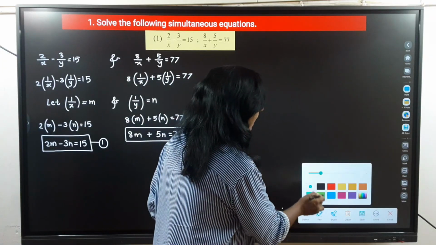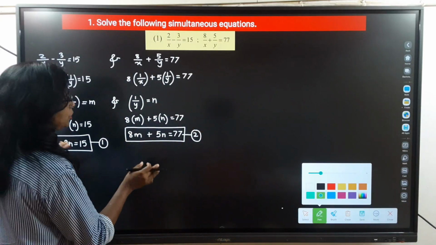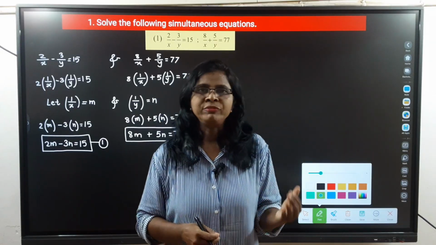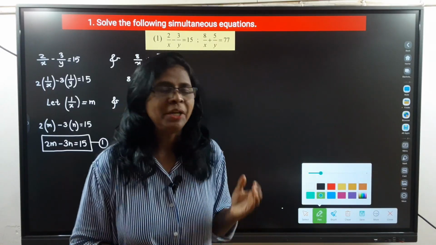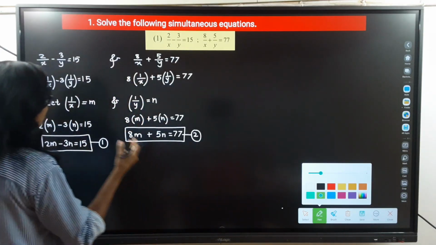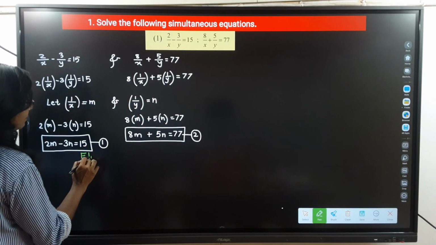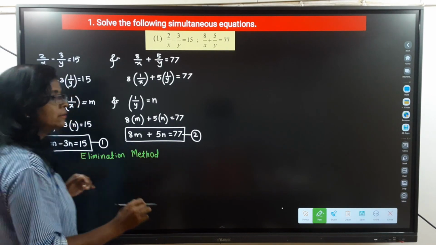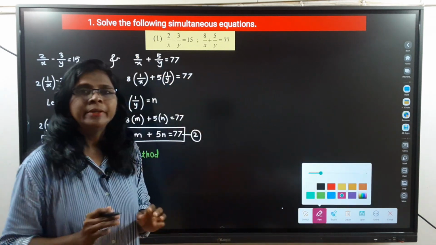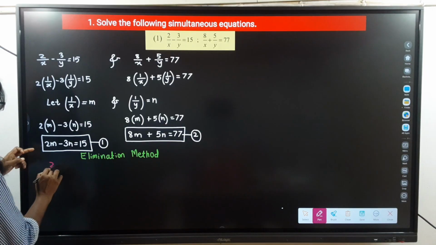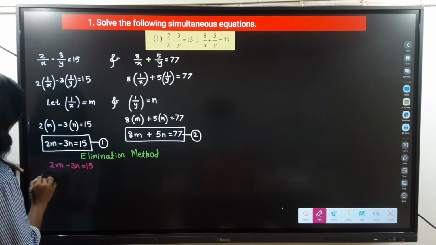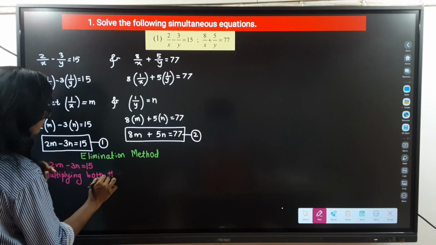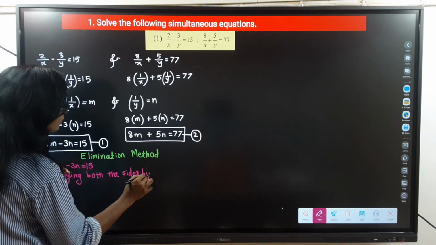Now here students, we are going to solve these linear equations with the help of either the substitution method, elimination method, Cramer's rule, or graphical method. So here I choose the elimination method. I solve these linear equations by the elimination method. Here I eliminate the variable m. So that's why I write down the first equation and say multiplying both the sides by 4.